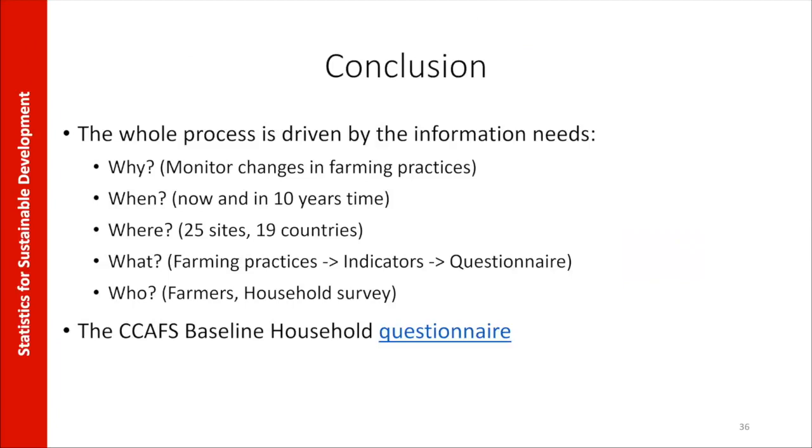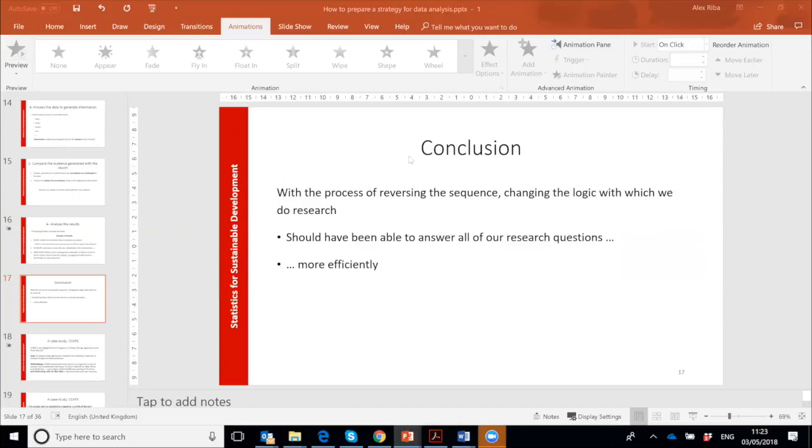So basically, as a conclusion, the whole process is driven by the information needs. We are defining the 5 W's: why, when, where, what, and who. And with this, we want to make sure that this process of defining the tools and the data we are going to collect will achieve what we are looking for. And that's it from the presentation.